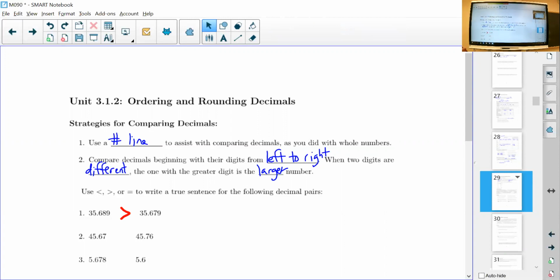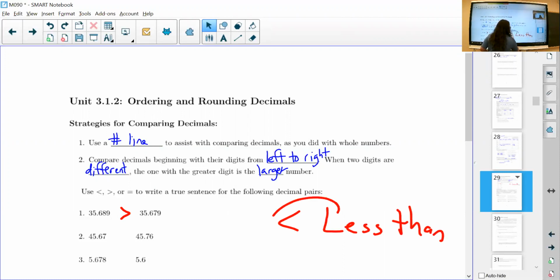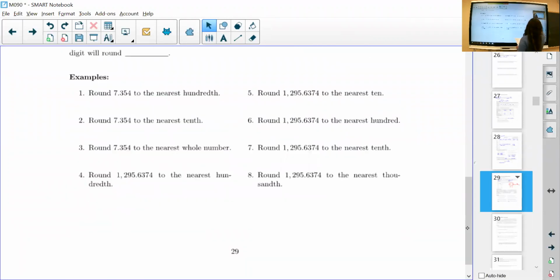45.67, 45.76, or 67 hundredths, 76 hundredths. Ask yourself which one's bigger. Remember, we can think of this as alligator eats the bigger number, Pac-Man eats the bigger number, or this is less than. These look very similar. Okay. So, oops.